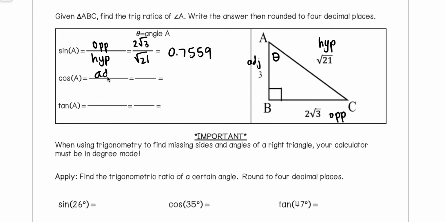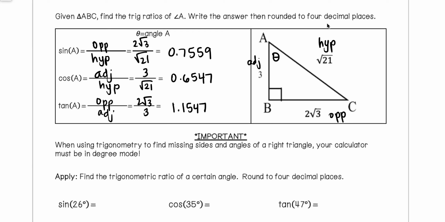Cosine comes from doing your adjacent over hypotenuse, so we put our adjacent side of 3 over our hypotenuse of the square root of 21. Again, put it into your calculator and you are left with this precise amount here. And finally, we have our opposite over adjacent. The opposite side is 2 root 3 and our adjacent side is 3. In the calculator, that comes out to be 1.1547 when we round to the 4th decimal place, or the nearest 10,000th.